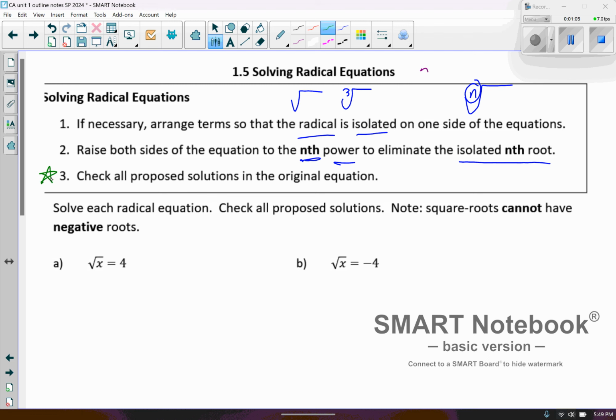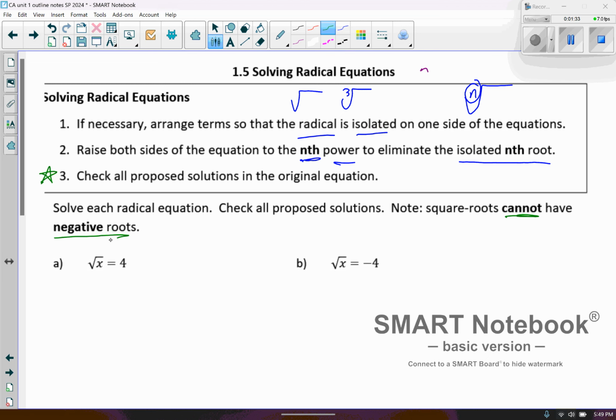Right here it says solve each radical equation, check all proposed solutions. Note, square roots cannot have negative roots. That means basically we cannot have negative solutions. Now, that doesn't mean your answer can't be a negative number. It just means that we don't want to be square rooting any negative values. So we need to be a little careful here.